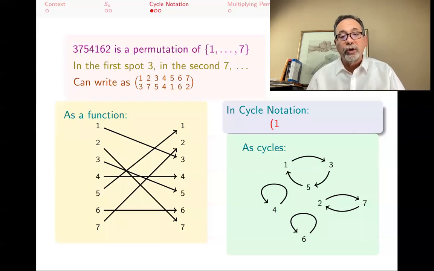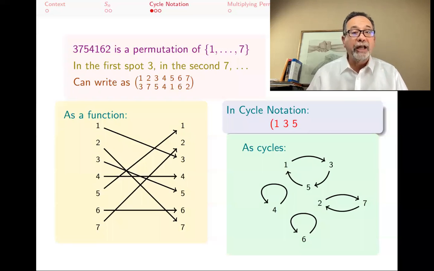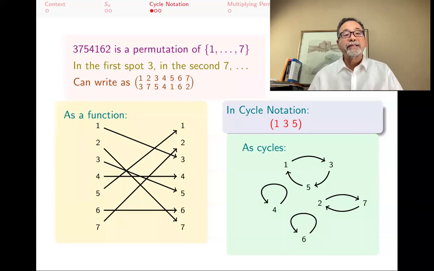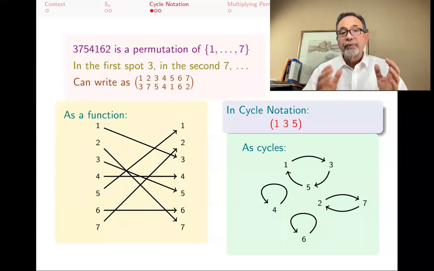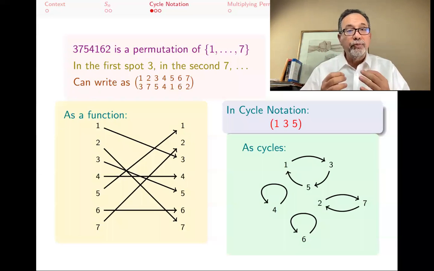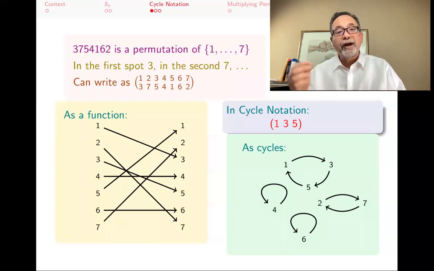Where does 1 go? Well, 1 goes to 3. Where does 3 go? 3 goes to 5. Where does 5 go? Back to 1. When you go back to 1, you close your parentheses. So when we see this 1, 3, 5 in parentheses, we group theorists think 1 goes to 3, 3 goes to 5, 5 goes to 1.